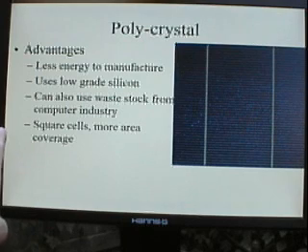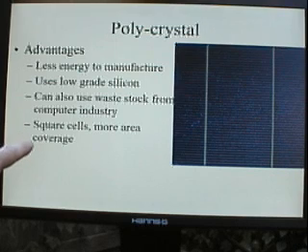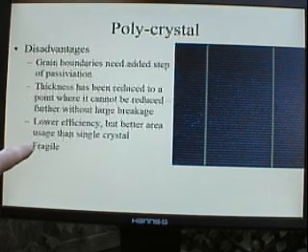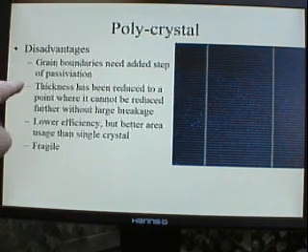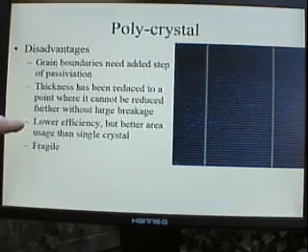Polycrystal has similar advantages, but it takes less energy to manufacture, uses a lower grade silicon, can again use the computer industry's stock, and is square as opposed to round. The disadvantage is that it is less efficient because of grain boundaries. The thickness has been reduced to a point where it will cause breakage in the future if not really addressed properly. It has a low efficiency, and again, it's fragile.